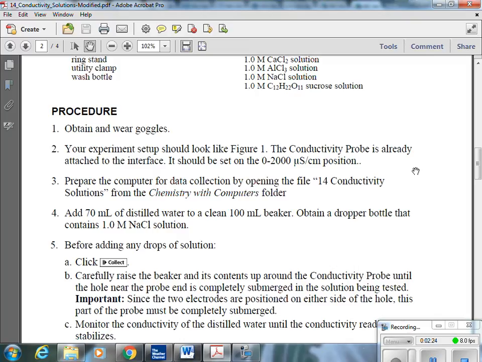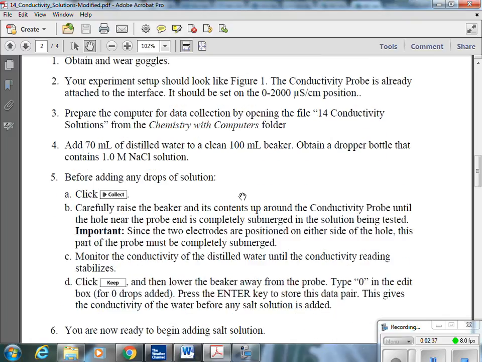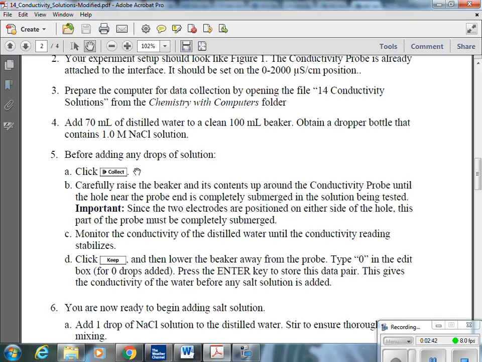Prepare Lab 14 conductivity solutions from the Chemistry with Vernier folder, okay? Follow the directions. 70 milliliters of distilled water. Now, one of the big things here that we are doing is we are collecting and then we are keeping. So this is a tough step right here, okay?